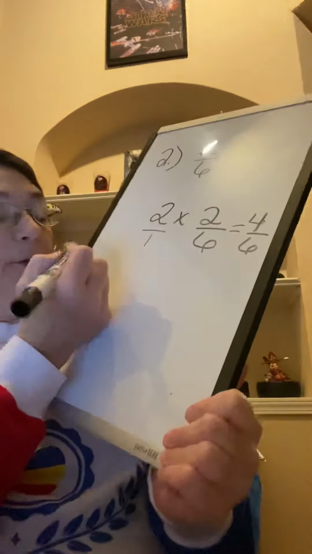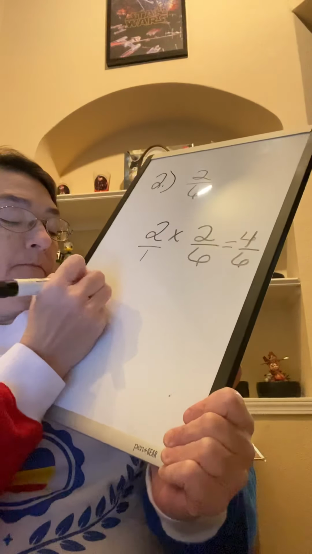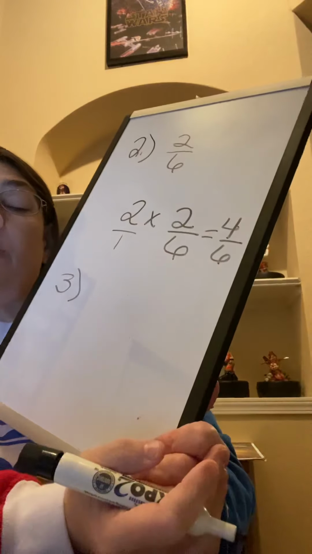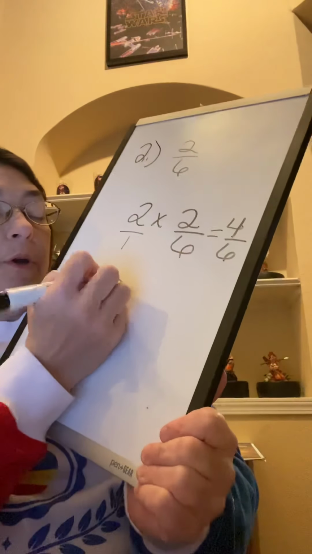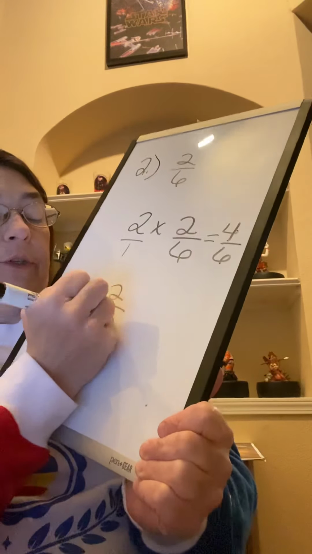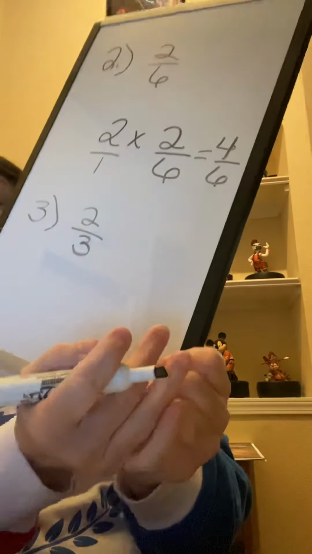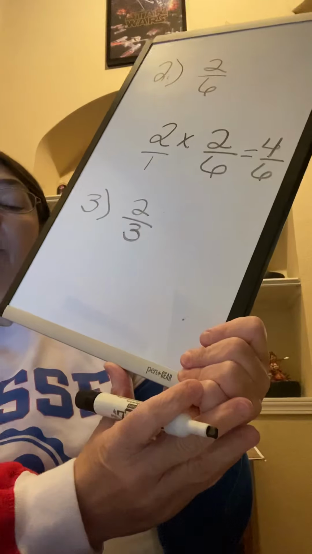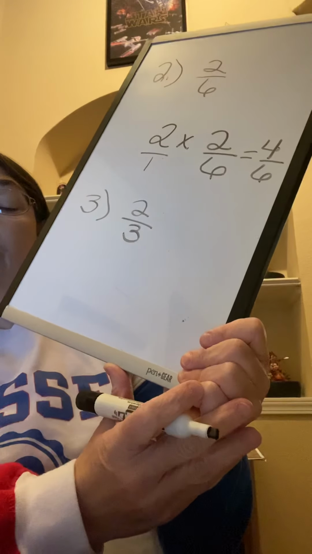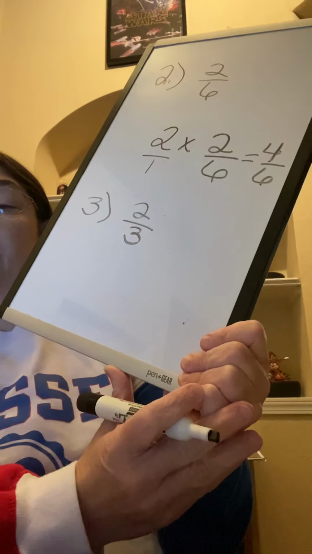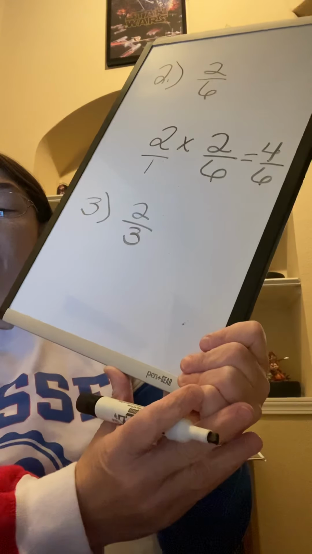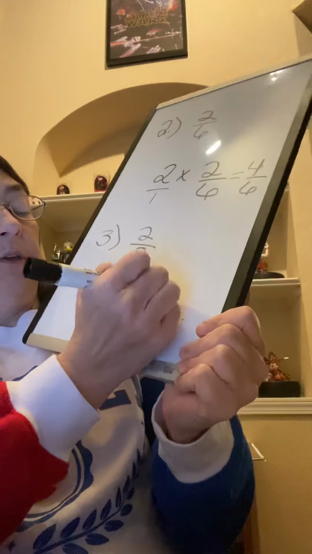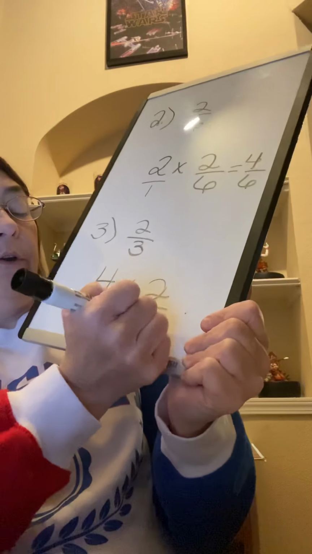Okay, let's look at number 3. Number 3 is broken up into thirds. Each bump on there is 2 thirds. How many do we have total that we need to multiply by? 4. 4 times 2 over 3.